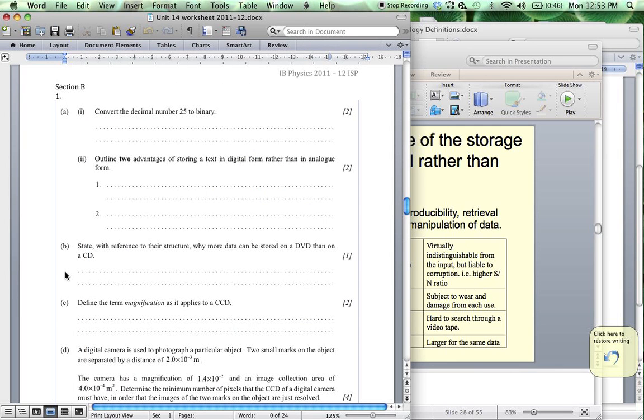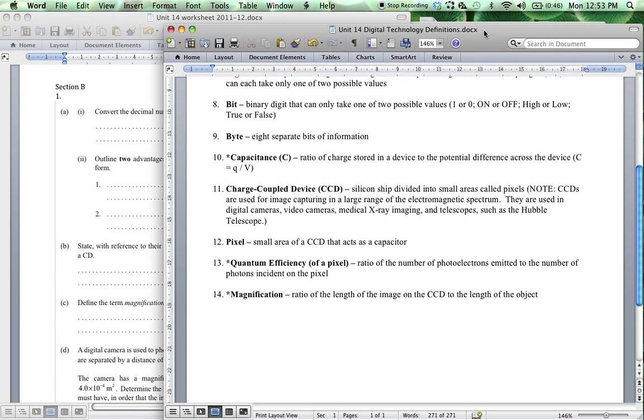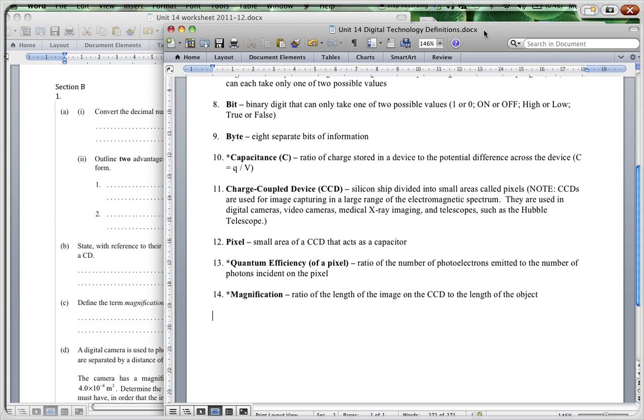Question C, it says define the term magnification as it applies to a CCD. Okay, so when we go to our definitions, magnification is the ratio of the length of the image on the CCD to the length of the object. So it's the length of the image on the CCD to the length of the object. That is your magnification.